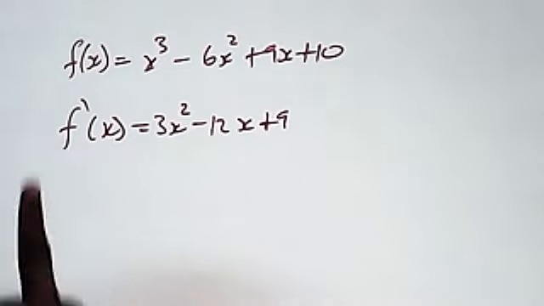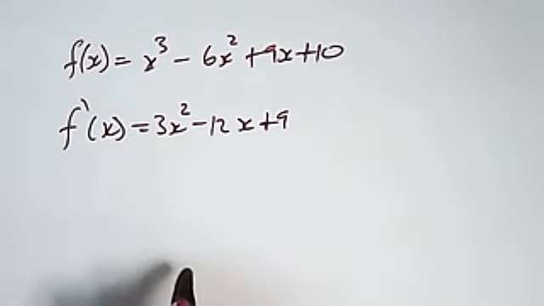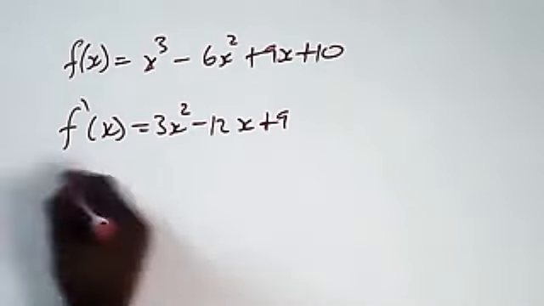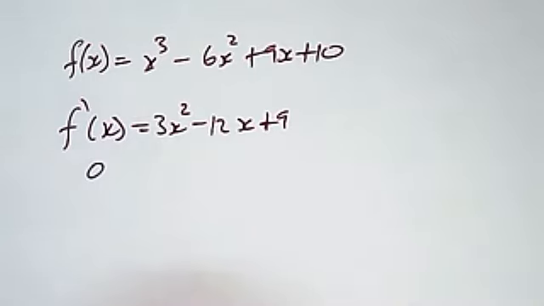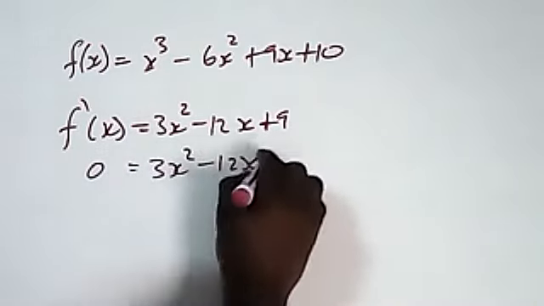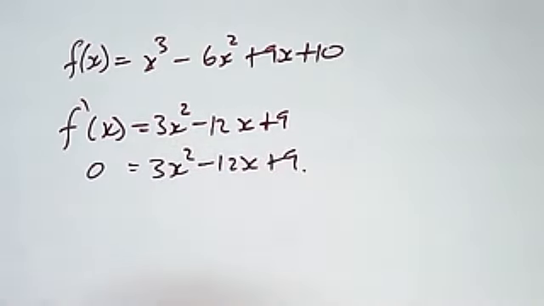The derivative, remember, is the gradient of that function, right? So we said that to determine the stationary point, at the stationary point the gradient is 0. So it means that our derivative here must be 0, right? And then from there, we can solve for x. How do we solve for x?